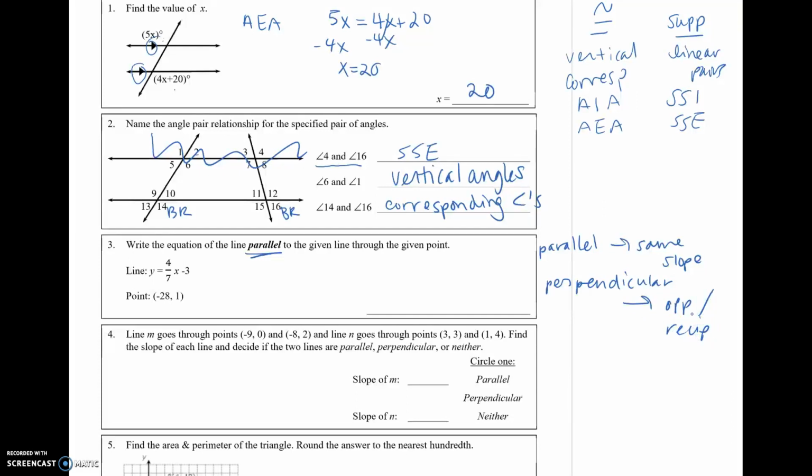So for this slope 4/7, if I was writing the equation for the line perpendicular to that, I would need -7/4. All right, but that's not what I need for this problem. So my slope is 4/7, and this is my x and my y value. If I write my equation y equals mx plus b, I'm going to plug this in for m, this in for x, this in for y, and b is going to be what I'm left with.